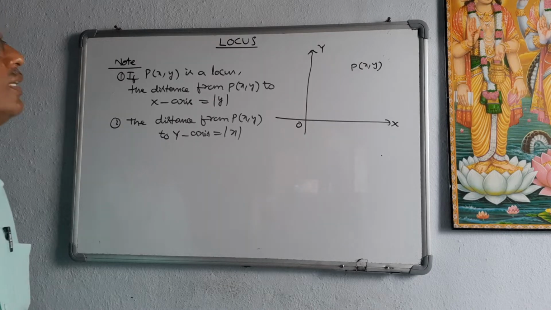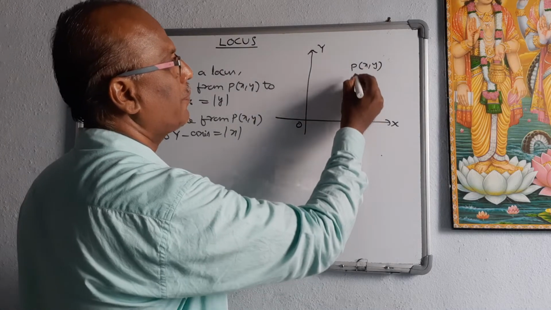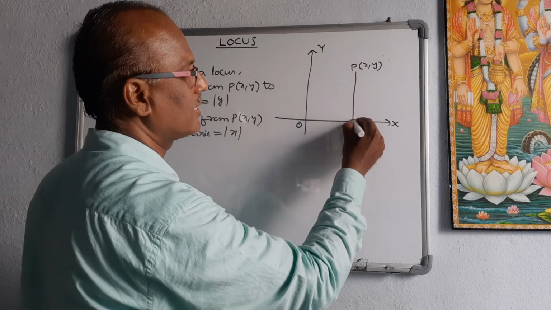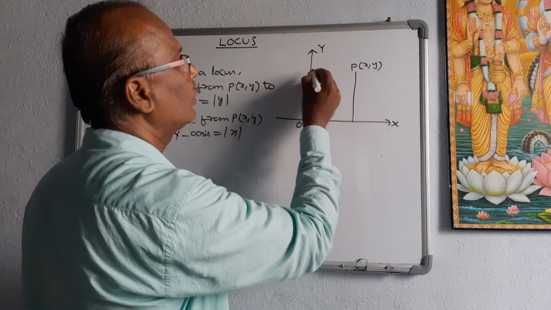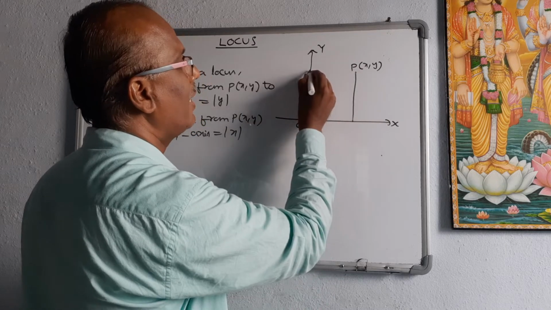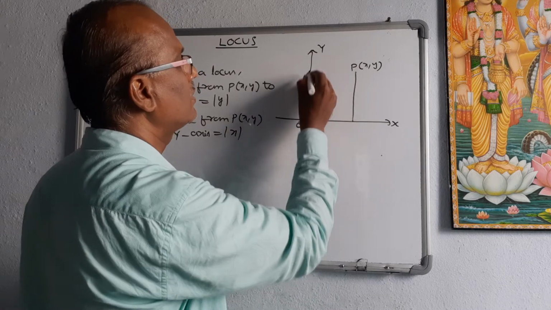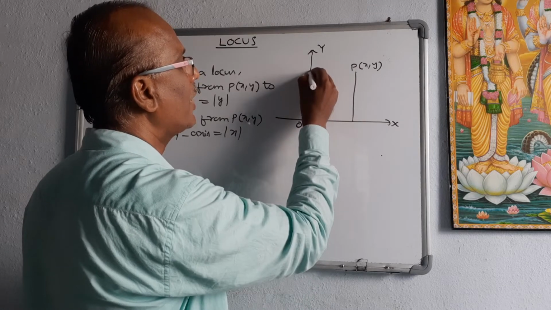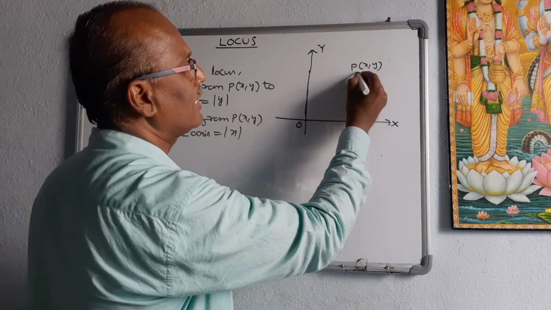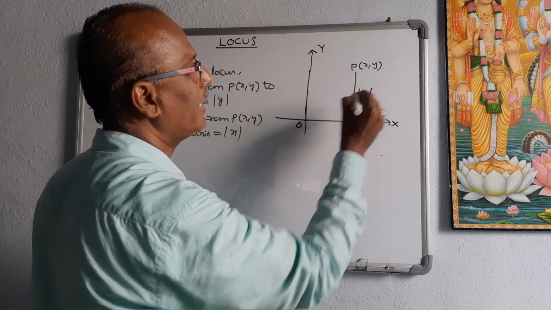Next one. Here the locus is a variable point P(x, y). The distance from P(x, y) to the x-axis. This line is parallel to the y-axis. Suppose the distance is y units. Distance is always positive. Then the distance from P(x, y) to the x-axis is mod y.